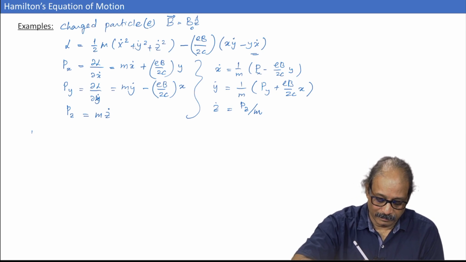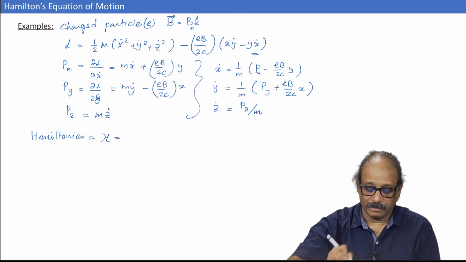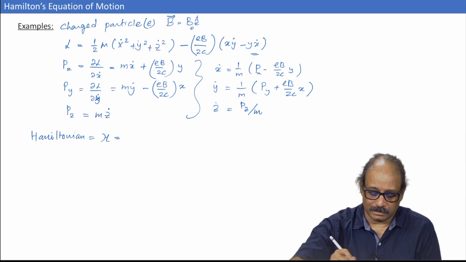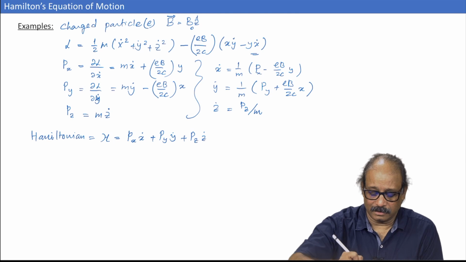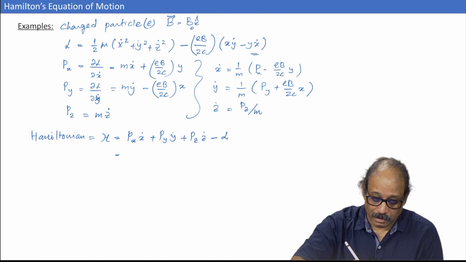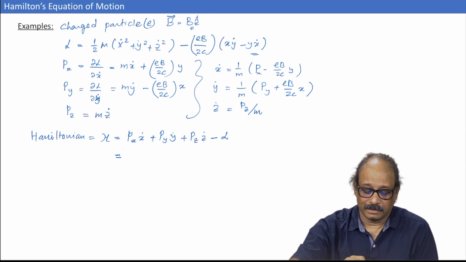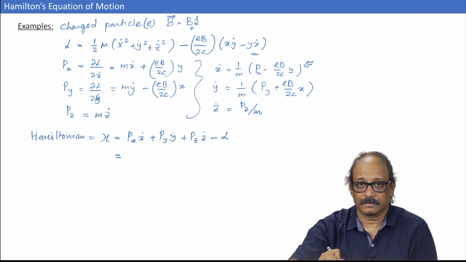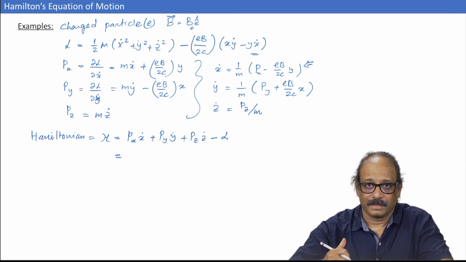So, the Hamiltonian will be... the trick that I am going to do is this. Remember, I have Px x dot plus Py y dot plus Pz z dot minus L. Now, I can substitute x dot by the corresponding expression which we have obtained here. Instead, what I am going to do is in fact substitute Px in terms of x dot.